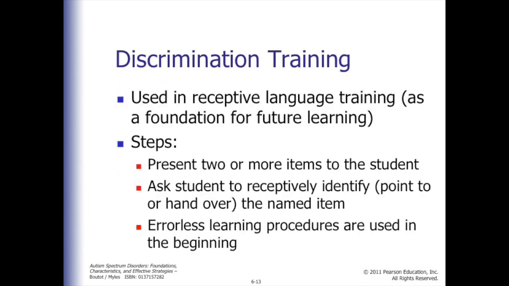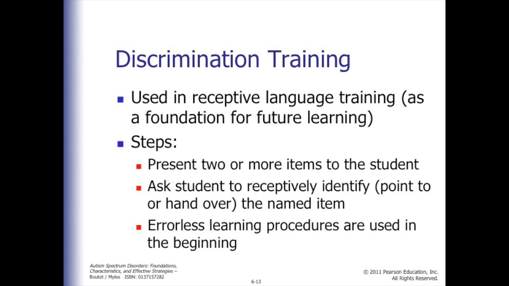Discrimination training is used for receptive language training in order to build a foundation for future learning. Now, in the behavior world, we would not normally use a term such as receptive language, since it's not really behavioral. Instead, it might fall into the realm of verbal behavior or be categorized as listener responses. But for discrimination training, you would present 2 or more items or pictures to the student and ask the student to point to or hand you a specific item or picture.